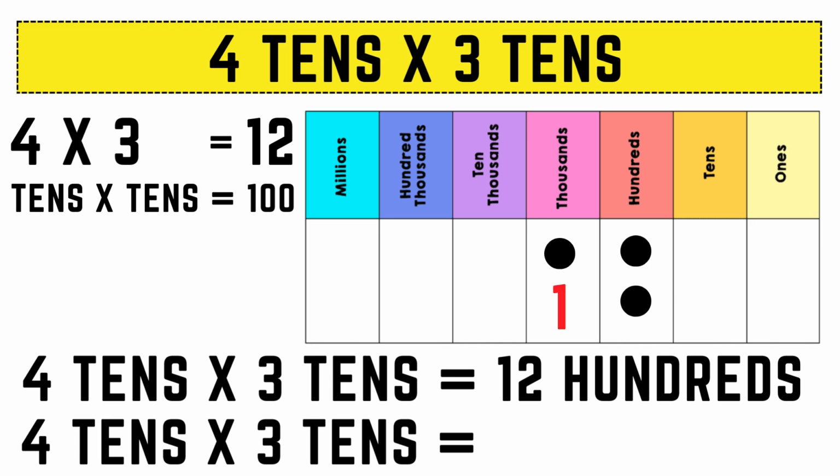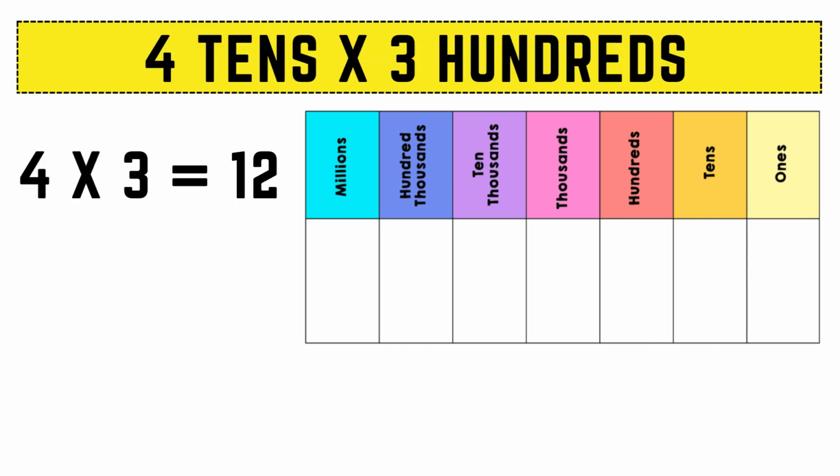So how many thousands do we have right now? We have 1. How many hundreds do we have based on our place value chart? 2. Do we have any tens? None. How about ones? There are no ones as well. Therefore, 4 tens times 3 tens is equal to 1,200. Awesome. Let's try the next one.